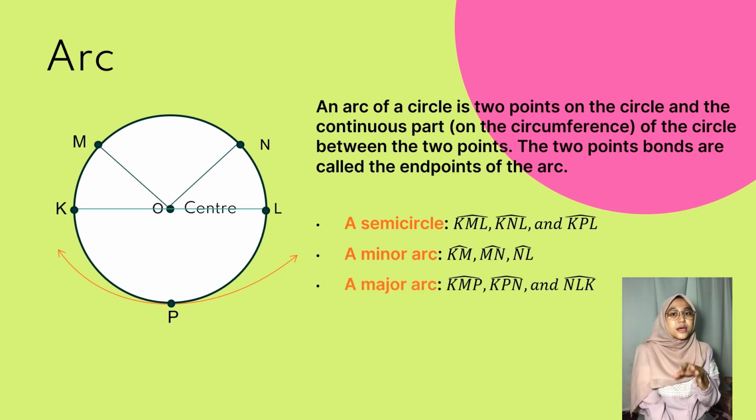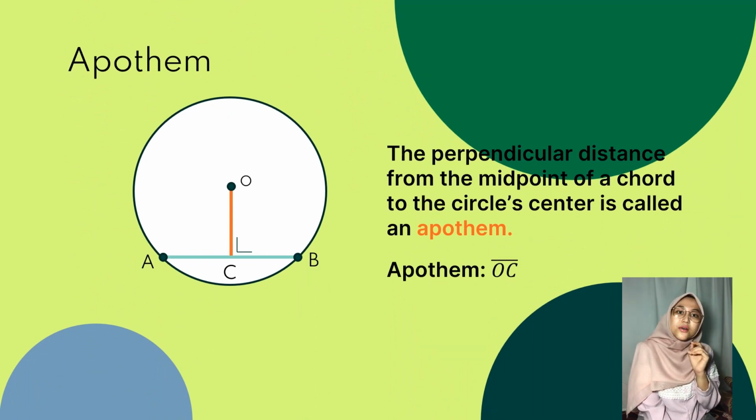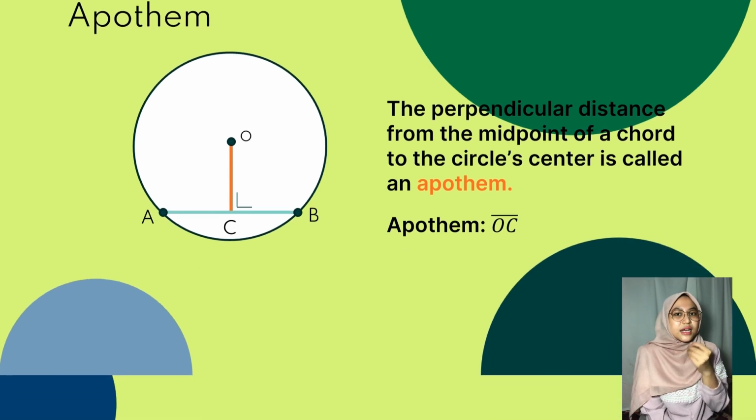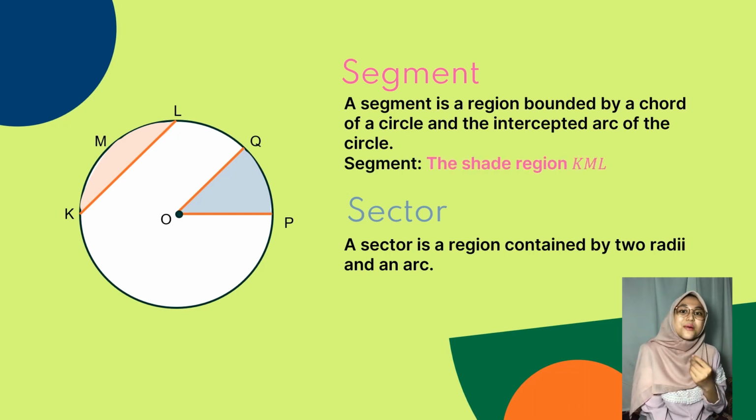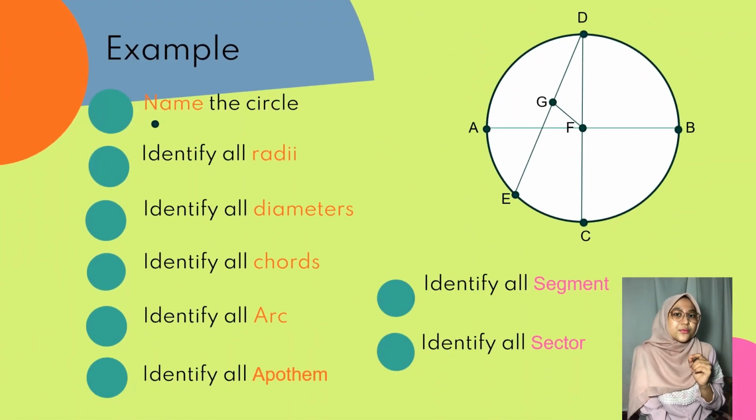Next, apothem. The perpendicular distance from the midpoint of a chord to the circle's center is called an apothem. Apothem from this circle is OC. Next, segment. A segment is a region bounded by a chord of a circle and the intercepted arch of the circle. Segment from this circle is the shaded region KML, and the last part of circle is sector. A sector is a region contained by two radii and an arch. Sector from this circle is the shaded region POQ.